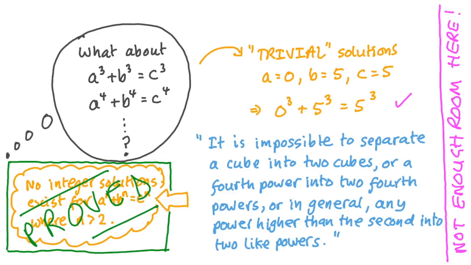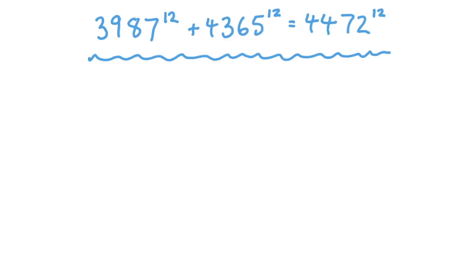So, to sum things up, it has actually been proved that a to the power of n plus b to the power of n equals c to the power of n has no non-trivial integer solutions for n greater than 2. Then, in a 1998 episode of The Simpsons called The Wizard of Evergreen Terrace, Homer writes this on his board.